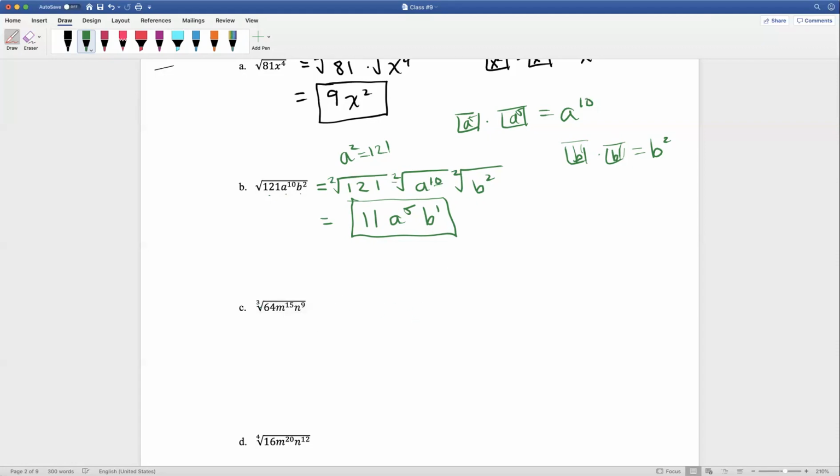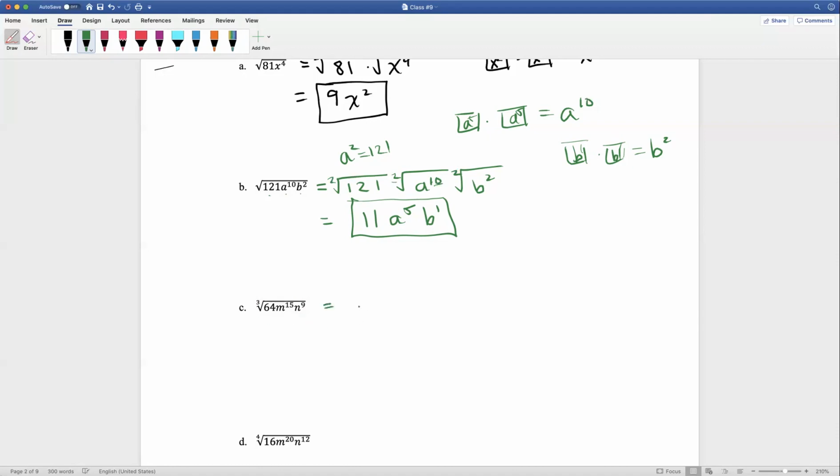That will work. So you can always just take the exponent and divide it by the index, and we're going to talk about why in a few minutes. Again, this only works for variables, but that will tell you what the exponent will be on your variable when you reduce it. So let's try 2 more of those.